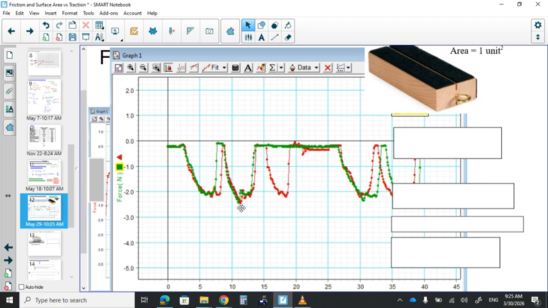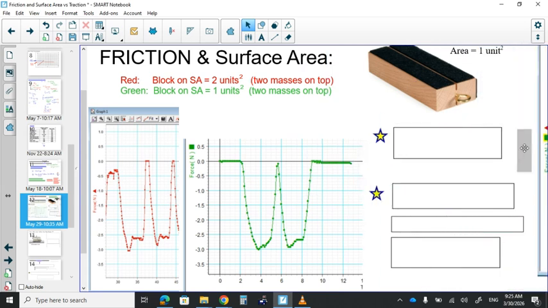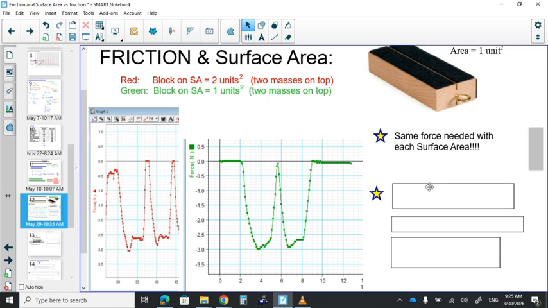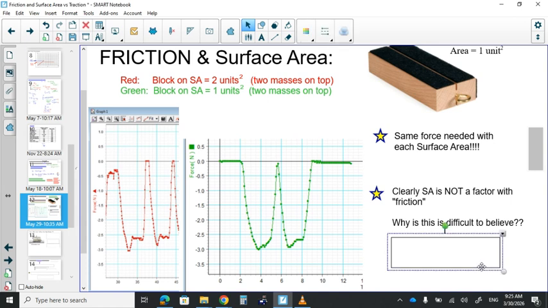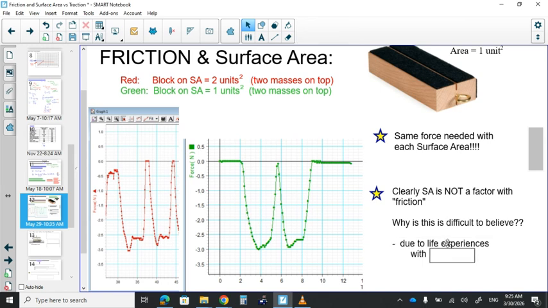But if you look at this one right here, the green and the red are essentially right on top of each other all the way along as you repeat the trial over and over again. So it's the same force. Surface area is not a factor. That's why the equation is the way it is, and so on.